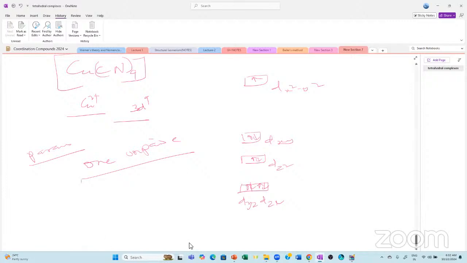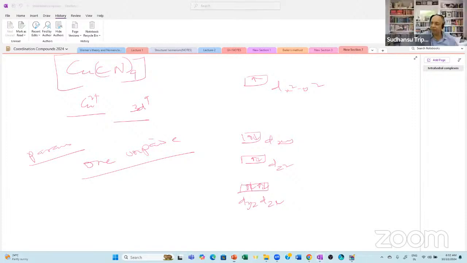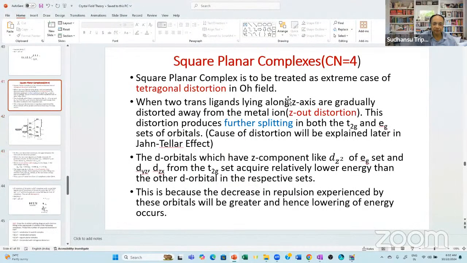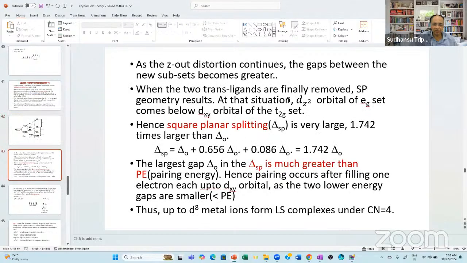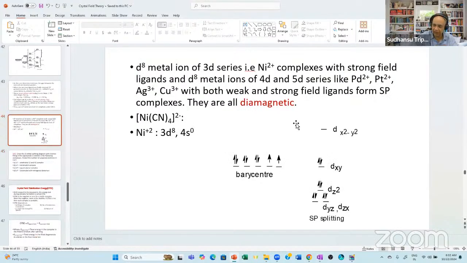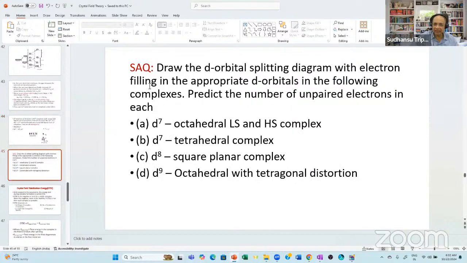Yes, sir. Now I'm showing you, if I have left something in my handout, which I'll give you, I've already told you, I've shown the same example, but here I have done the cobalt 2+ complex and the copper 2+ complex in addition to that. Here I have asked you a question: draw the splitting diagram with electron filling in the appropriate d orbitals of the following complexes. Predict the number of unpaired electrons in each.